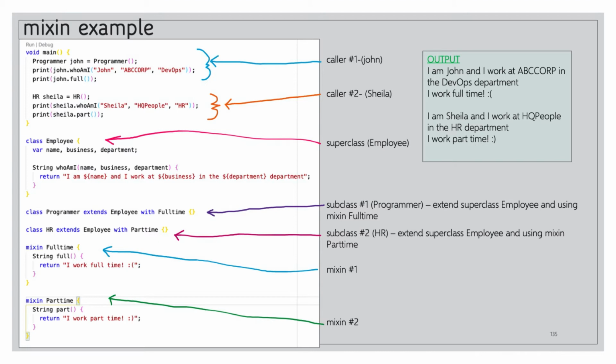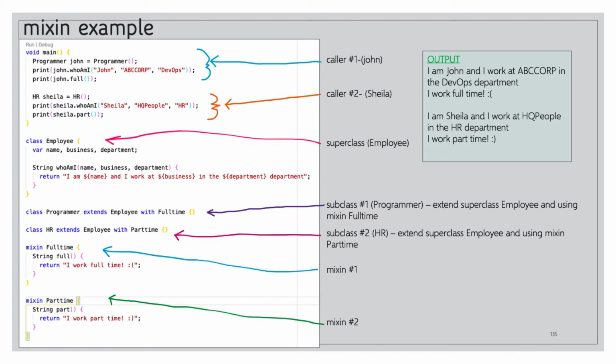Caller number 1 for John. John is a programmer. We create an instance of John by instantiating the programmer subclass. And then John makes use of the who am I method from the parent employee, and he passes John, ABC Corp for the business parameter, and then DevOps for the department.